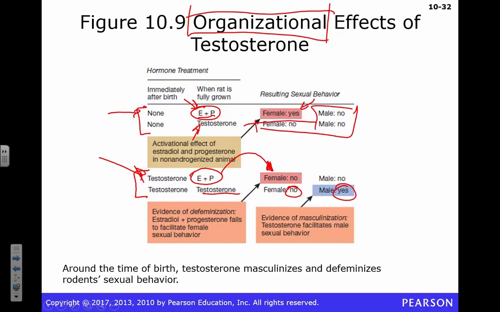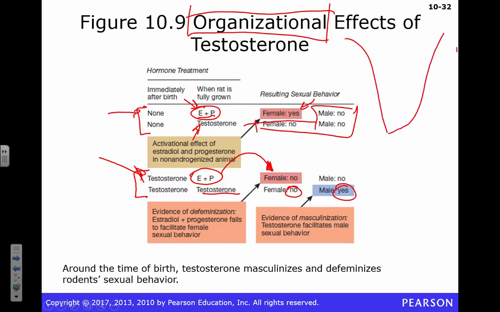Testosterone can have these subtle effects on brain structure, on future hormone release and activation that will cause different behaviors in these rodents. It's really kind of fascinating. We'll talk a good bit about this later, but there are natural experiments for this.